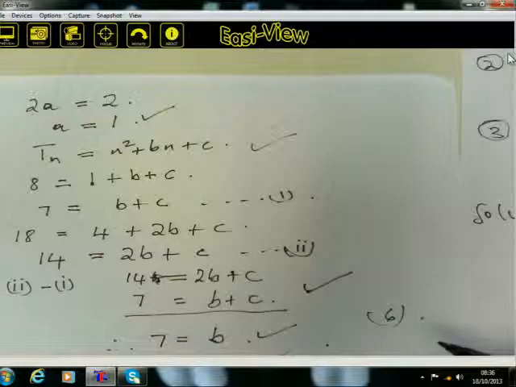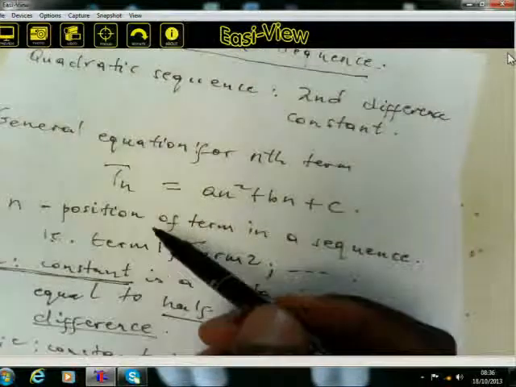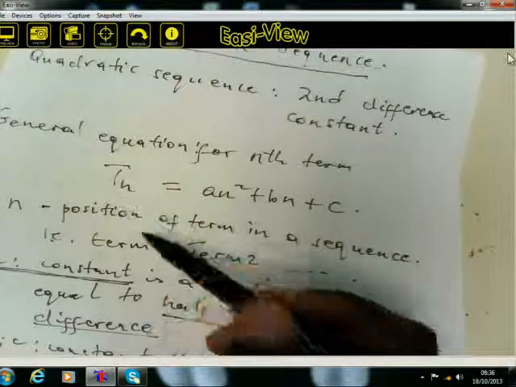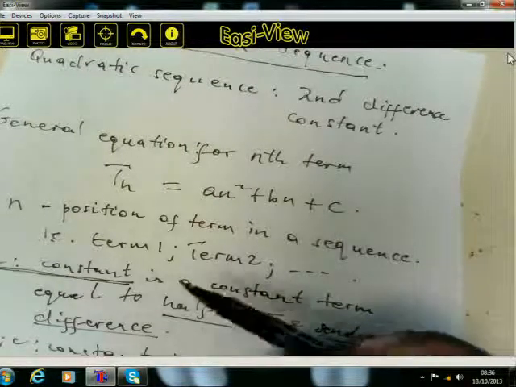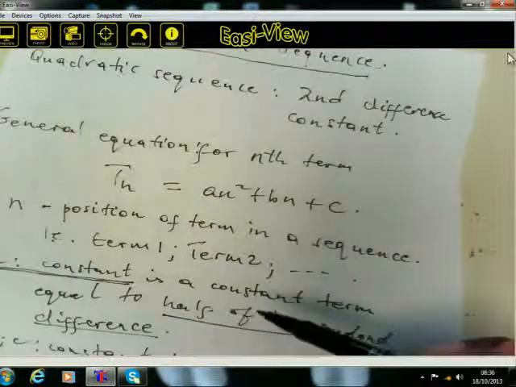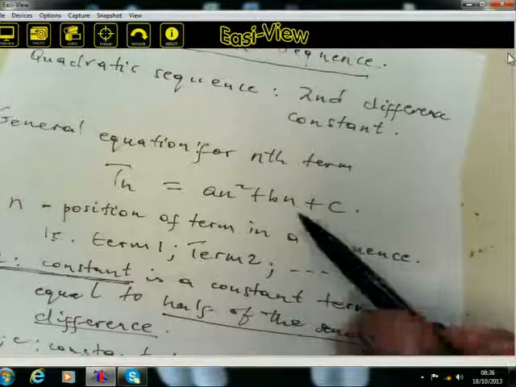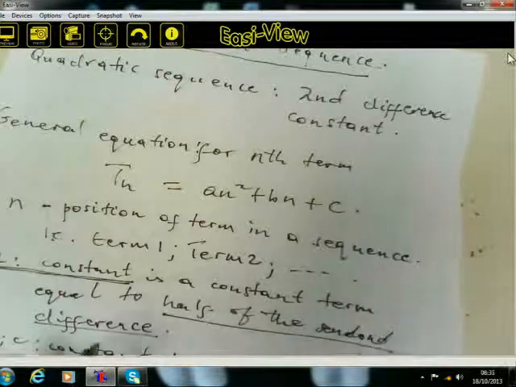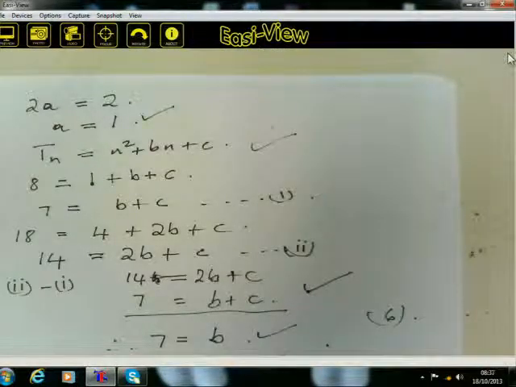Very important. As I said when we started, the general term must be in the form Tn is equal to an squared plus bn plus c. So you will be required to calculate the value of A, the value of B, the value of C. Right. And for you to get the values of B and C, you are going to use the simultaneous equation.